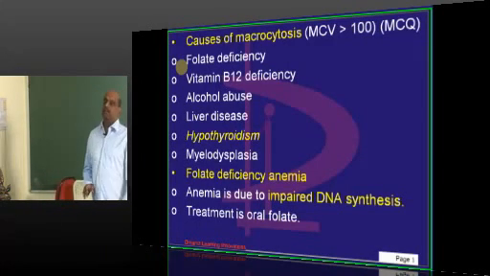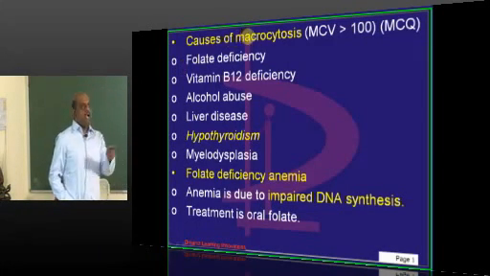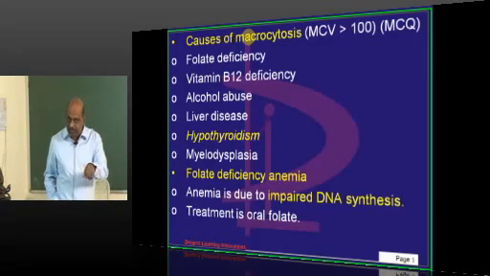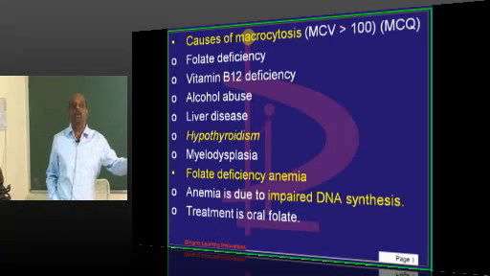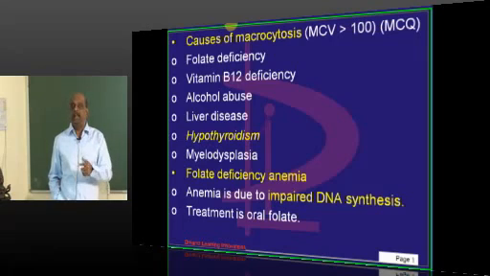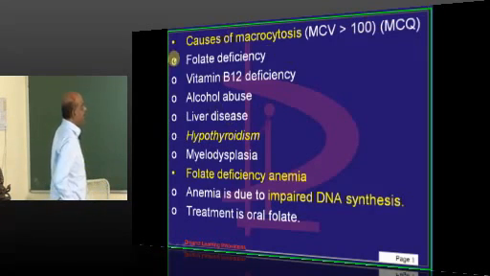Megaloblastic anemia is not synonymous with macrocytic anemia, because macrocytosis can also occur without megaloblastosis. Non-megaloblastic macrocytic anemia, what are the causes, is a favorite question of the examiner.